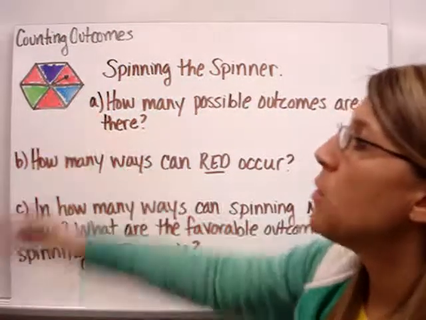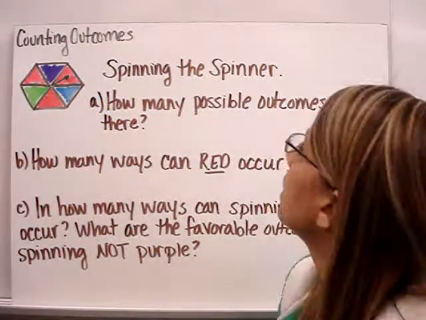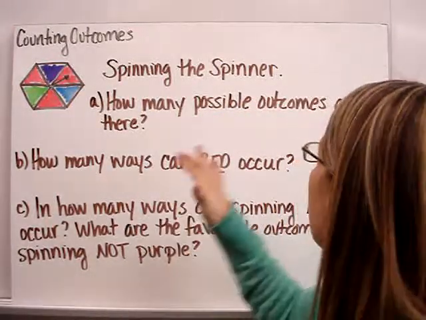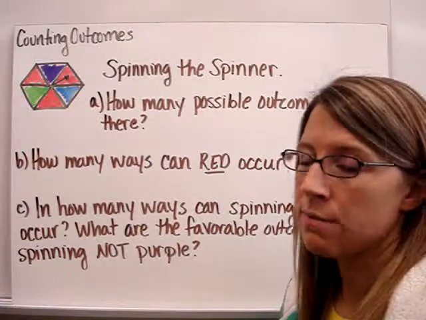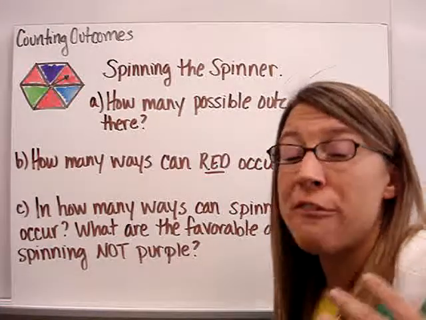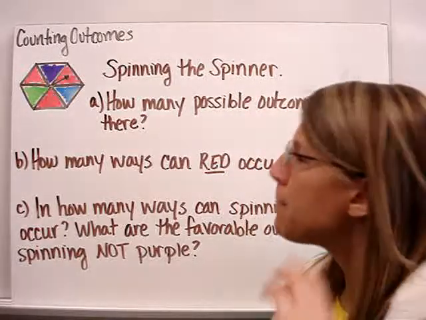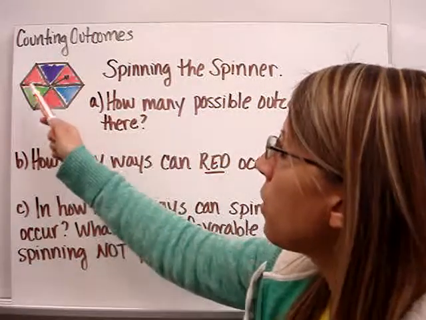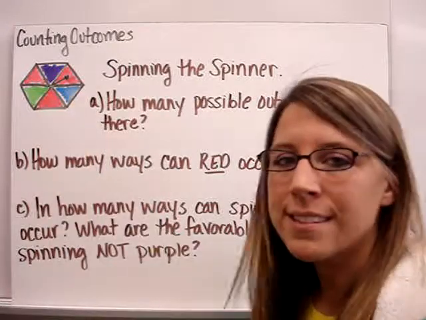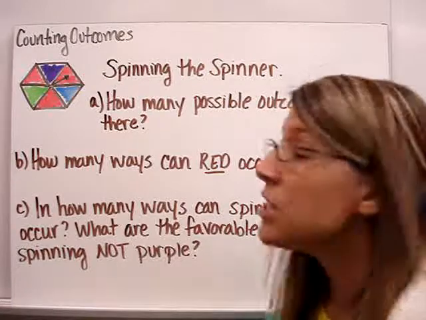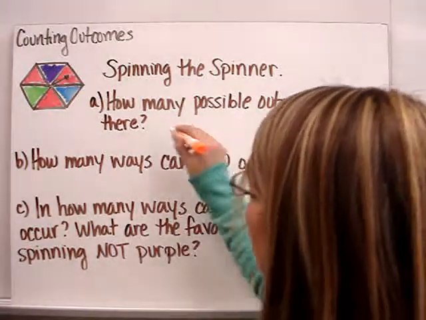Now here is an example with a spinner. So let's say you spin that spinner. How many possible outcomes are there? Total outcomes. We're not talking about favorable outcomes because we're not talking about specifics, but how many possible outcomes are there? Well, there are 1, 2, 3, 4, 5, 6 different sections. And so there are 6 sections, so there are 6 possible outcomes.